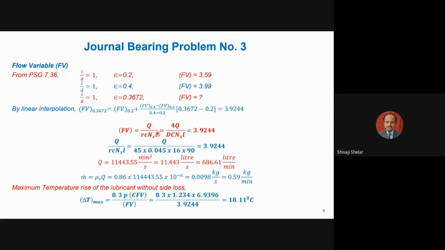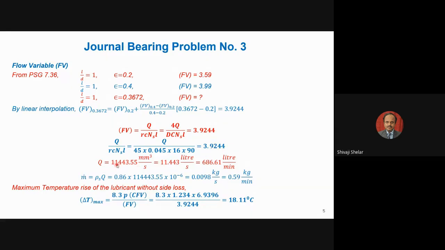As per our definition, the flow variable formula is Q equal to RCNSL or 4Q upon DCNSL. So if you take this value as diameter and this value as diameter clearance, then this formula is to be used, or otherwise you can use this formula. So I'm using this formula, and that is equal to 3.9244. From this we can find out the total flow rate of oil here, which is 3.9244.